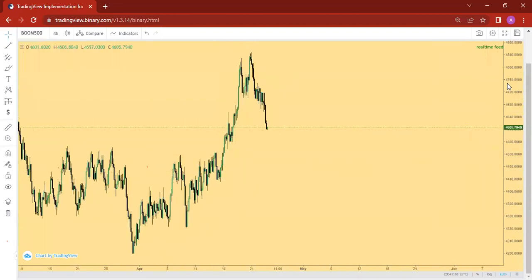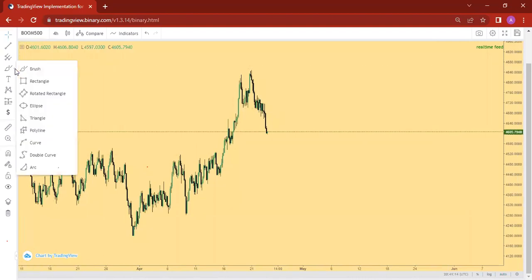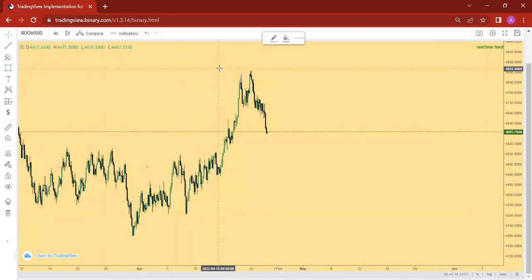Now, guys, on the chart here, this is Boom 500. Some days ago I posted on my status that Boom 500 was ready to give us some milk. What I meant was that we are going to make money out of Boom 500 in one way or the other.